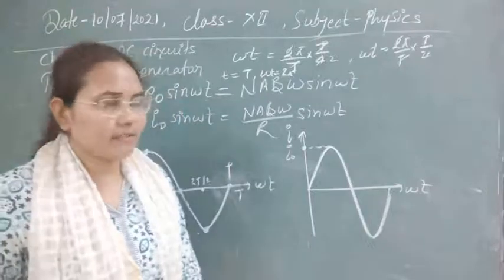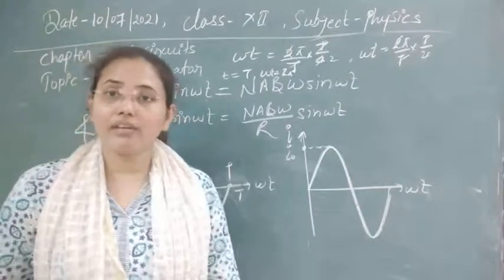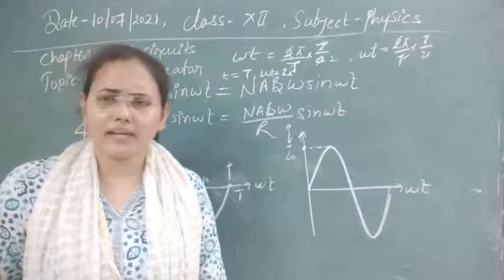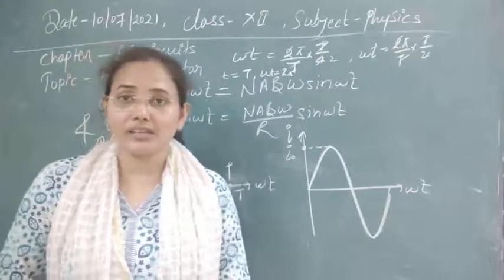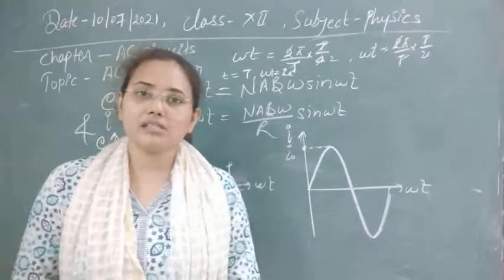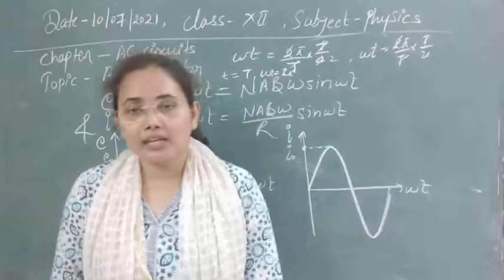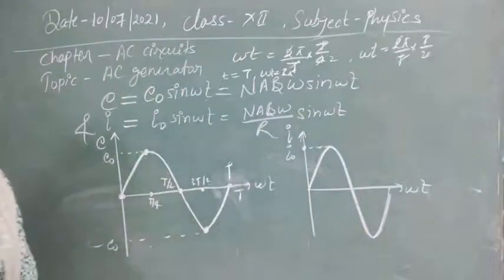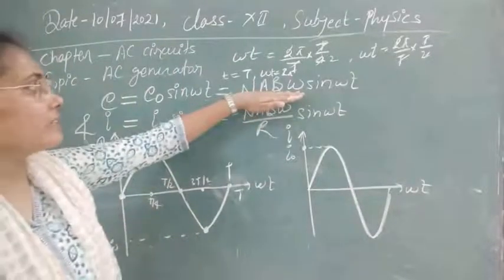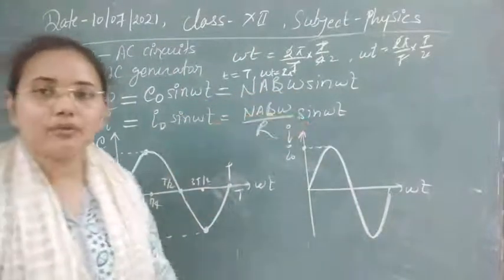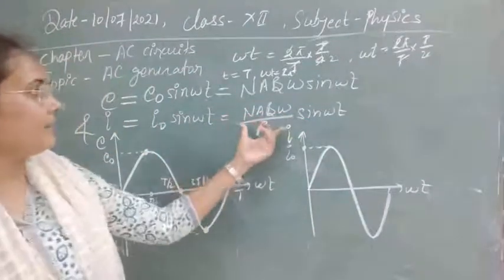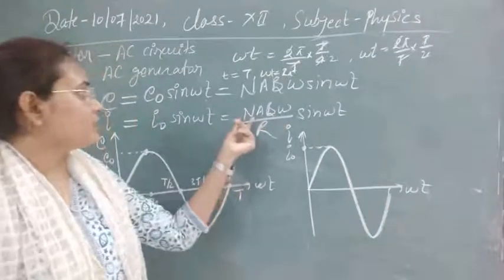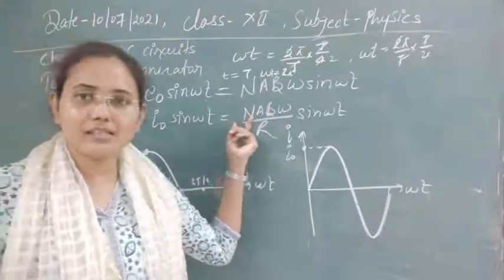Now if I ask you a question: how can we increase the maximum value of current or potential in our AC generator, so that the efficiency, meaning the working capability of our device, can increase? To increase it, you can change these values. If you have to increase the alternating current that is being produced, for this you can increase the number of turns in the coil.